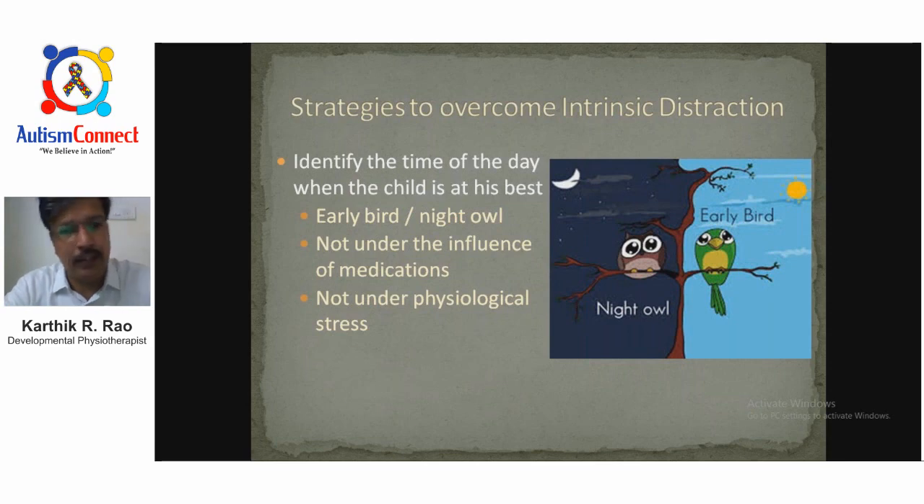The first thing that we have to do is identify the time of the day when the child is at his best. Some of us are early birds, some of us are night owls. The same applies to children with special needs. Some of them are active in the morning, they wake up at 4 in the morning, and some of them go to bed at 1 a.m., whether you call it morning or night, as late as that, right? So they'll be at their best at around 11 p.m. and for some children it's around 7 a.m. or it could be any time during the day.